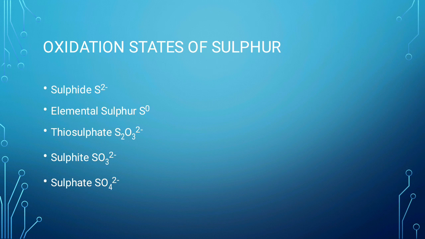Then we have sulfite, which is SO3 2-, which has an oxidation number of +4. And finally, we have sulfate, which is SO4 2-, that has an oxidation number of +6. So this sulfate is very stable and very usable. It is the most usable form that can be taken up by the plants or microorganisms from the soil. Sulfate is the most oxidized form. That is why it is the form that very easily undergoes reduction.